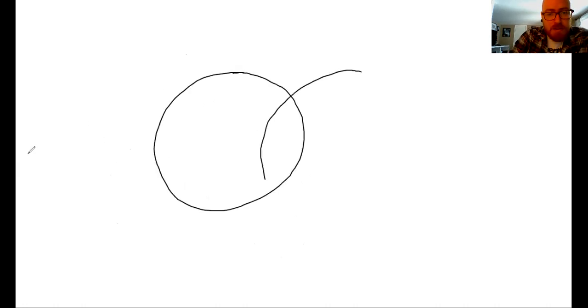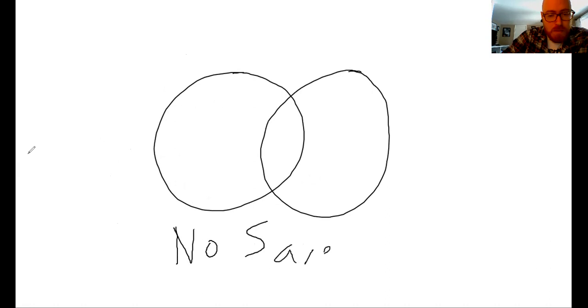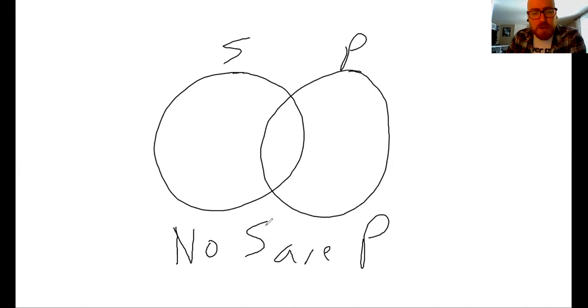Okay. Now, if we've got a universal negative, the E statement, no S are P, okay? Well, that means that these two classes are excluded from each other. So that means that any area where the two classes, S and P, overlap, there's not going to be any members in that area of overlap. These two classes don't intersect, okay?